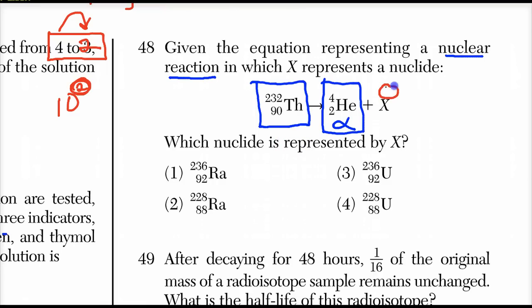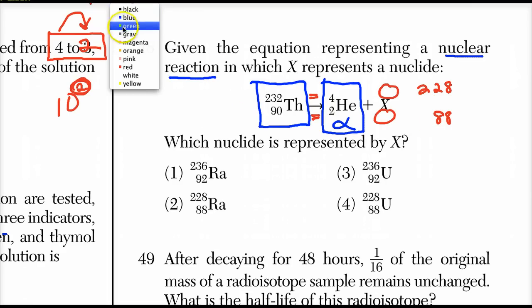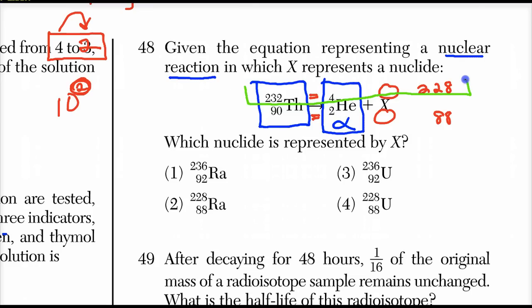What number plus 4 equals 232? Okay, well, 228 plus 4 is 232. And what number plus 2 equals what? 90. Okay, well, that'd be 88. Now, how did I do that? The top numbers, very simply, were added together because of conservation of mass. That's the mass number.